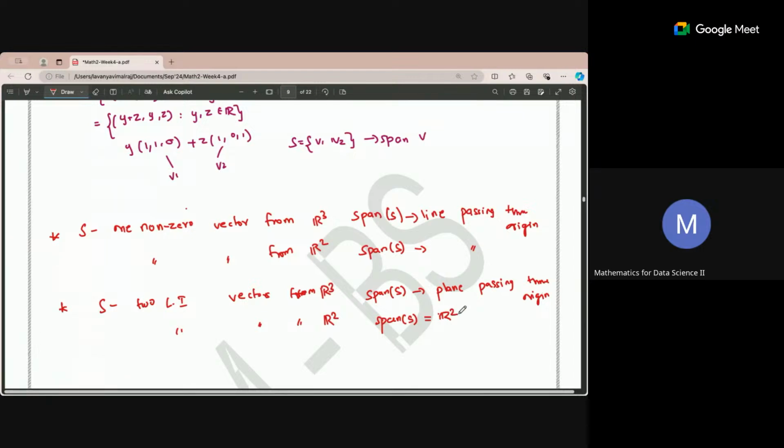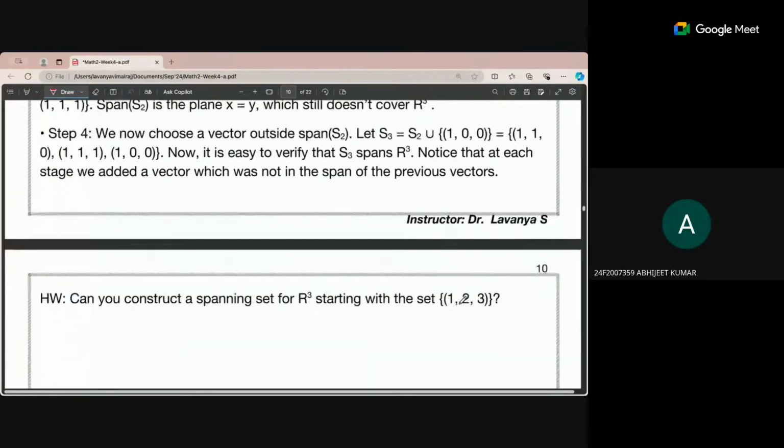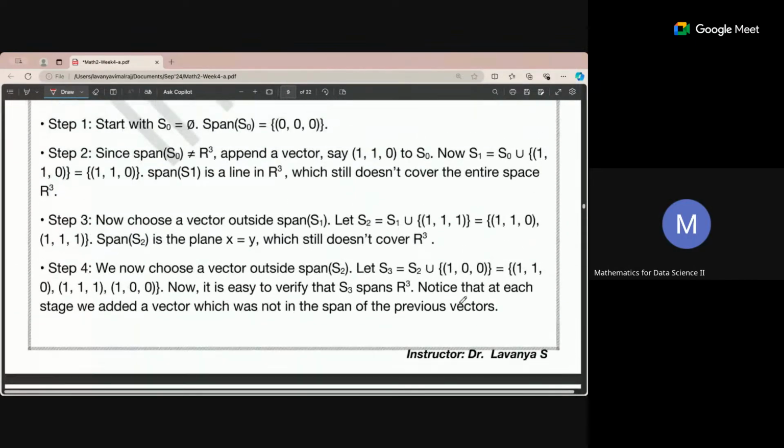Okay. So here R2 is the entire space and it is the entire XY plane. Right? You don't have any Z or any other plane here. Only XY plane is what you have here. So if you have two linearly independent vectors from R2, span of S is going to be R2 itself.